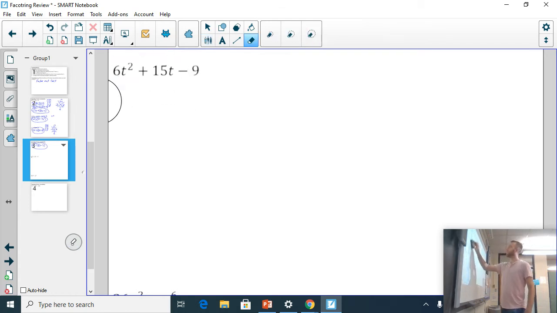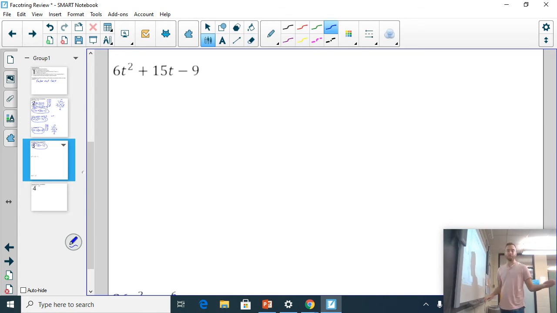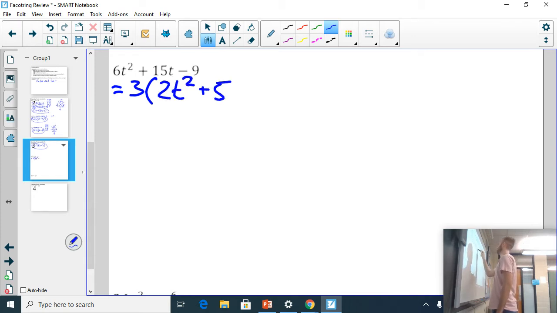Now here we have another one where we have something in front of this t, and again, first step is I'm going to look for a greatest common factor. Is there one? It actually looks like there is this time. It looks like we could take out a 3 from all of that, and then we'd be left with 2t squared plus 5t minus 3. Yeah, that's all we can take out of that. So now I'm going to ignore this 3 for a little bit, and I'm just going to focus on this long one.